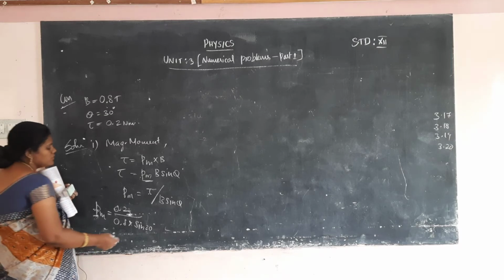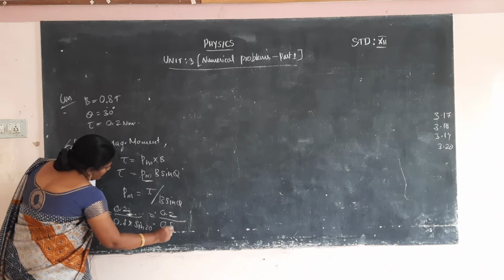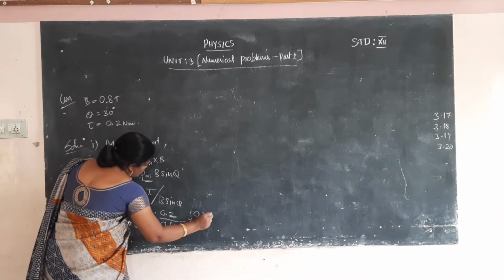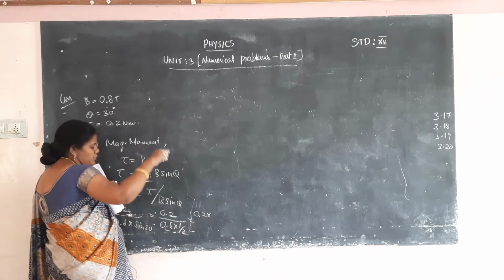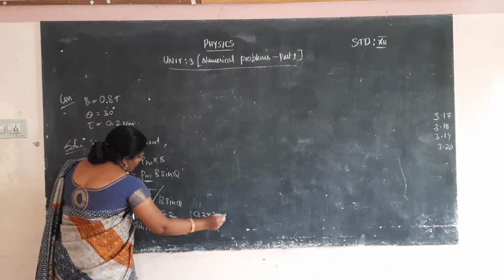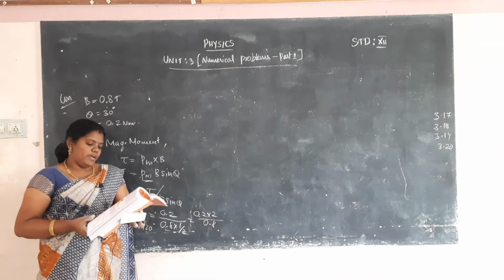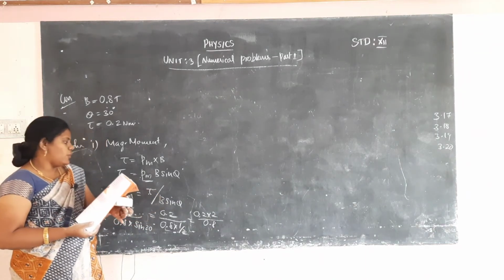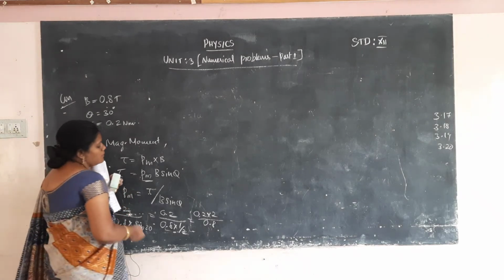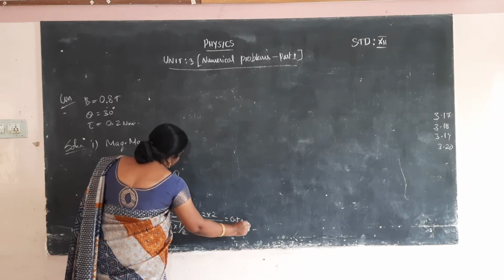So 0.2 by 0.8 into 1 by 2. Then the 1 by 2 goes to the numerator, 0.2 into 2 by 0.8. So 0.2 into 2 is 0.4, so 0.4 by 0.8, that is 0.5. So 0.5 ampere meter square.